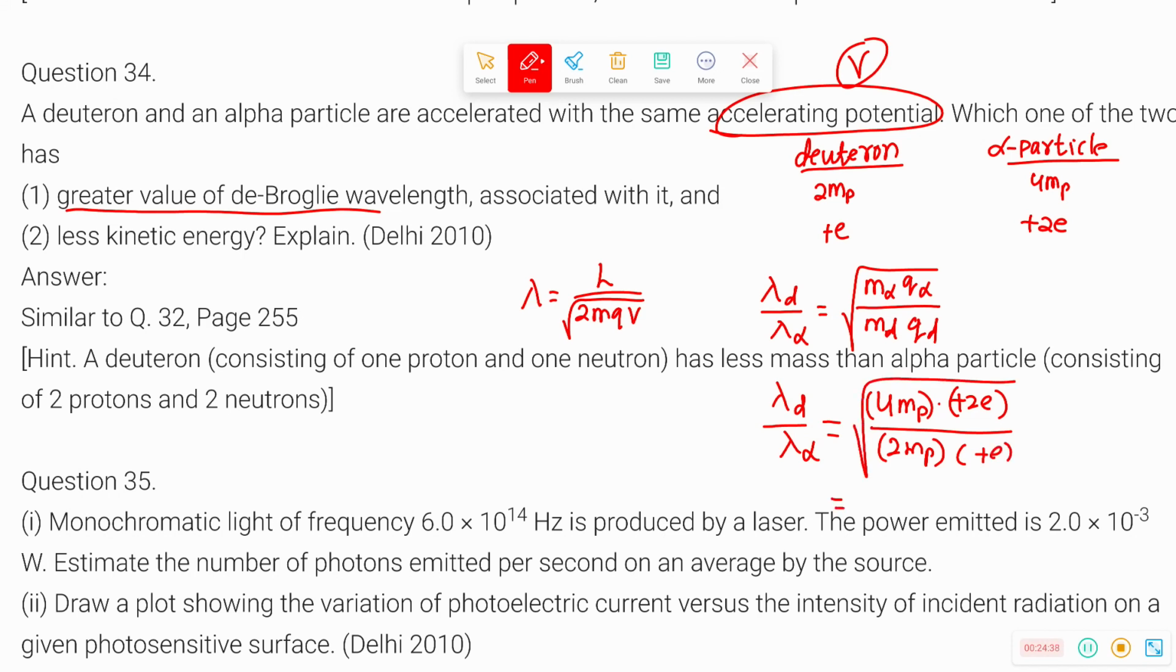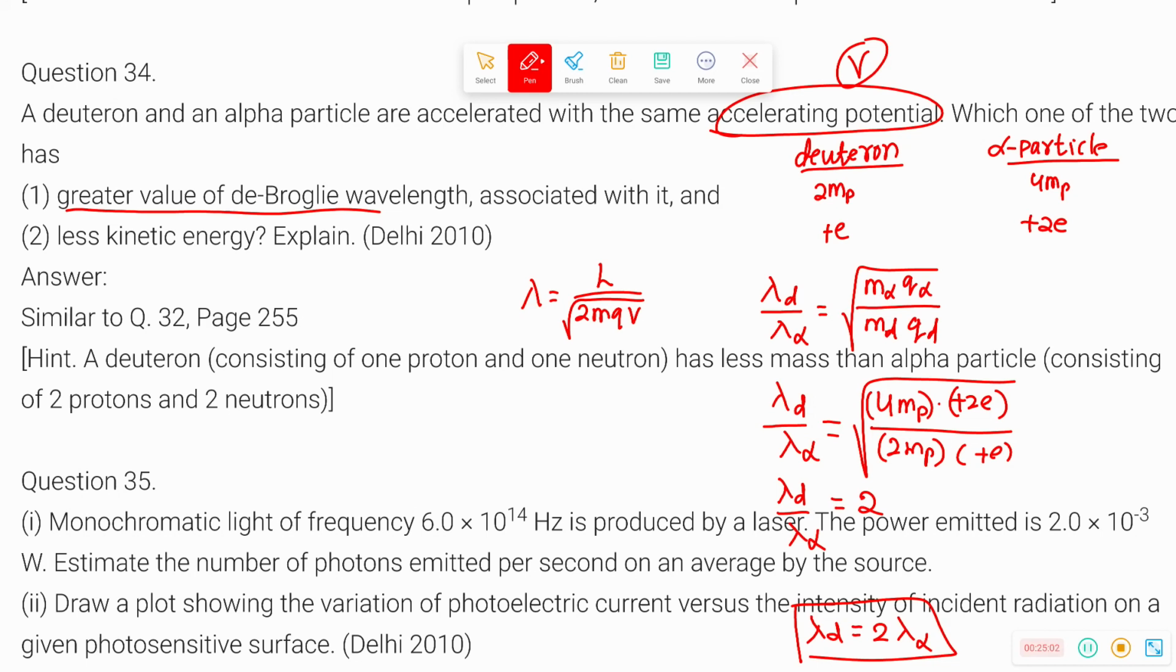Now listen, m, p, e, 2 cancel, root 4 equals 2. So the direct answer coming is 2. Now what is your expectation? Deuteron wavelength will be more. So how much is coming? See here, deuteron wavelength is 2 times the wavelength of alpha.